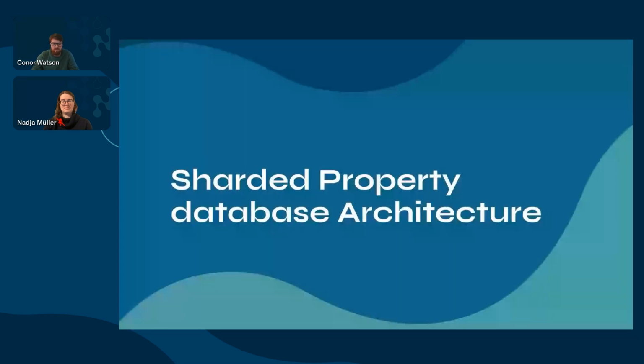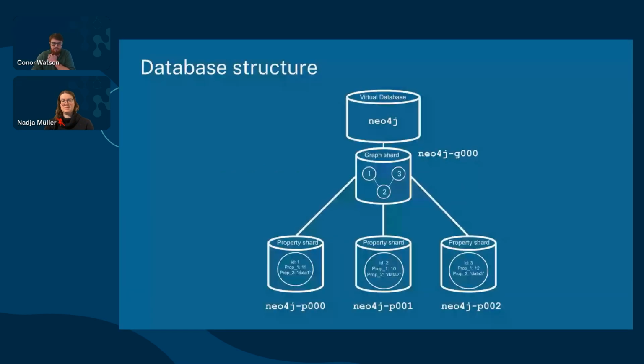So I have a quick run through the architecture. This is what the structure looks like of a sharded property database. We have a virtual database at the top, and this will be the database that your users will interact with, that you'll interact with when you're running Cypher queries, just as you would expect. It's just, in this case, we've created a sharded database called Neo4j, and that gives you your virtual database there.